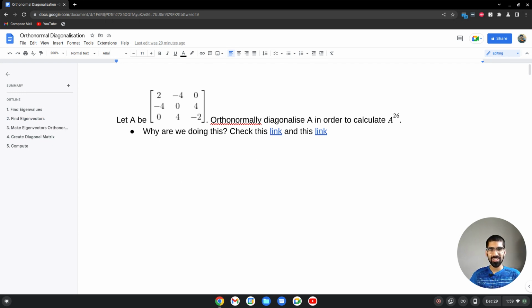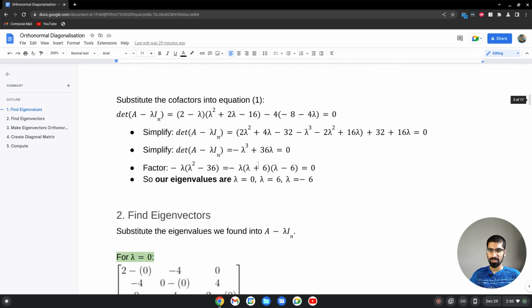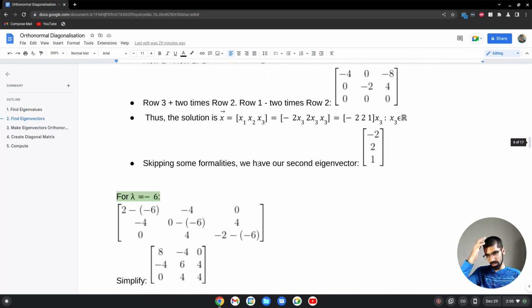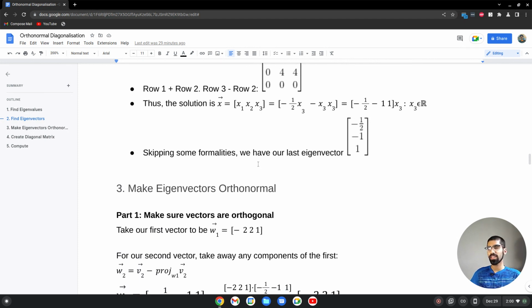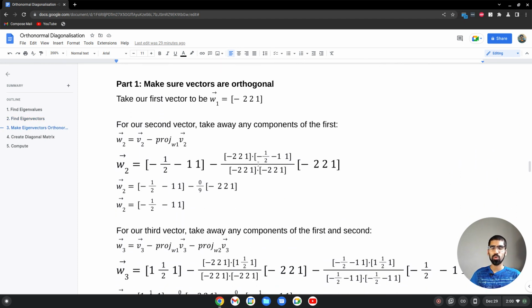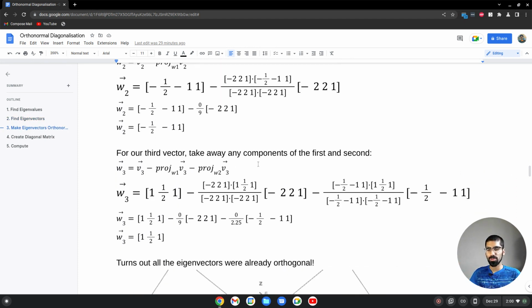15 pages later, we have orthonormally diagonalized A, and now we just have to calculate A to the power of 26. Now I'm not saying this computation is easy, it's just much easier than trying to do it with 26 matrices being multiplied one after the other.